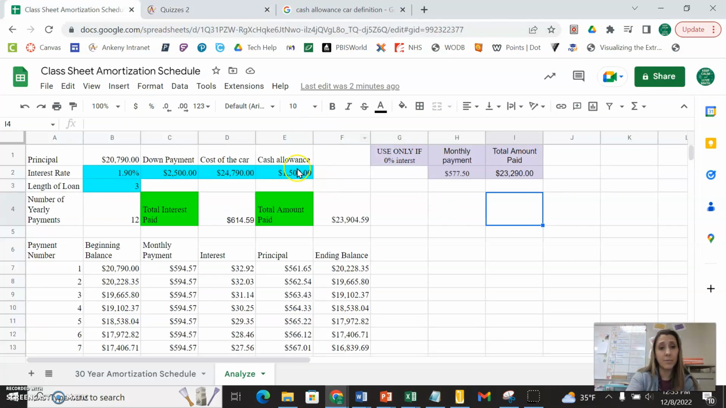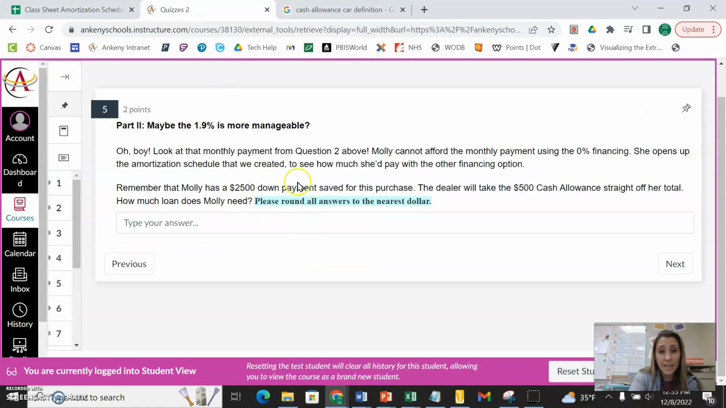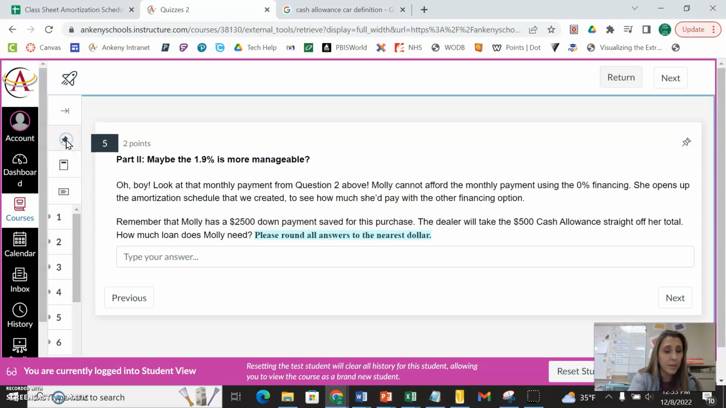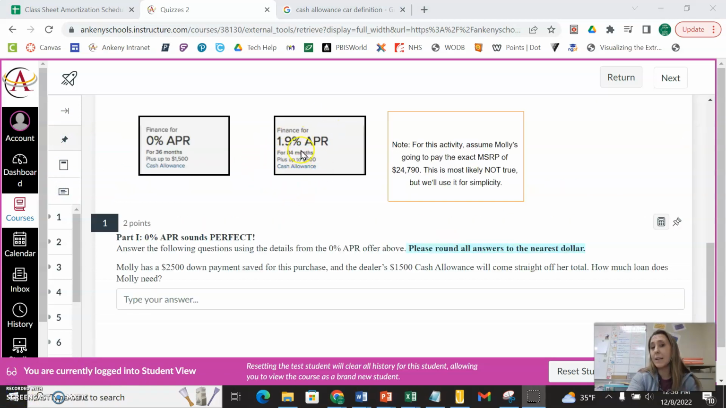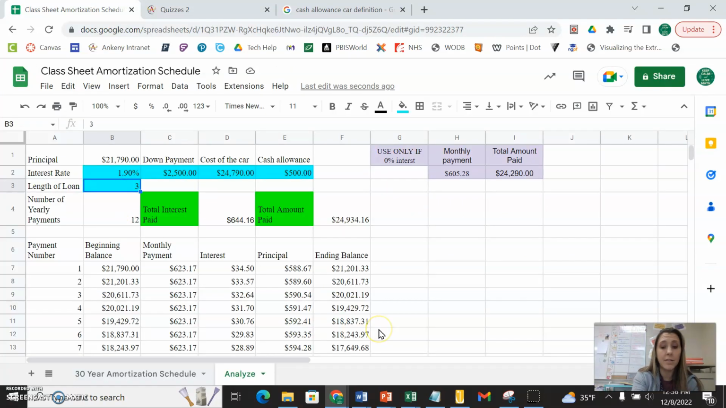So she is going to do this. They're still going to offer her, but the cash allowance now is $500. The loan interest rate is 1.9, but the length of the loan is a lot longer. I got to look back up here. Loan for 1.9 APR is 84 months. So that's 7 years. So if we go back down here, this number now needs to be 7, and we hit enter.